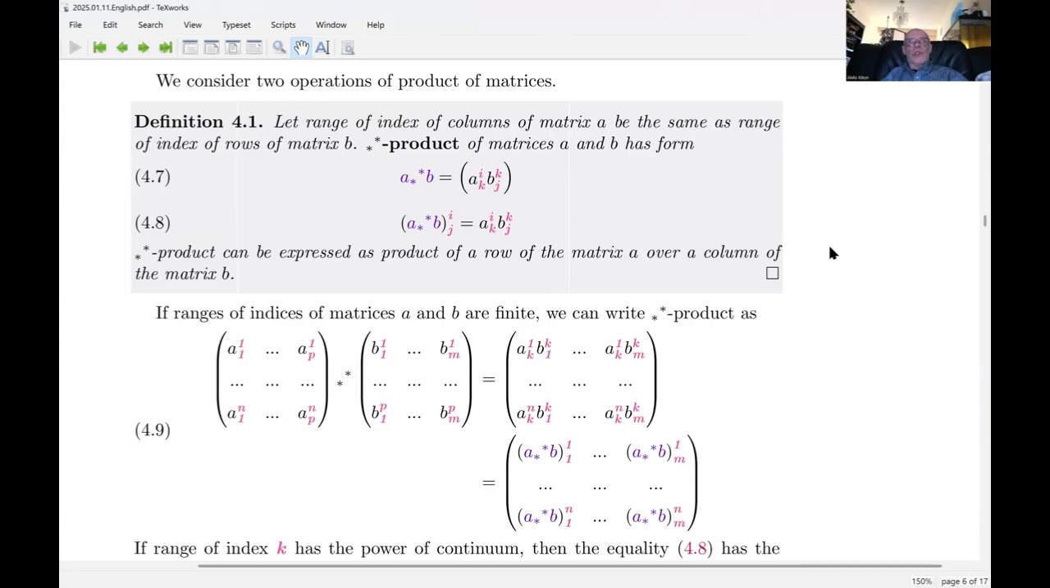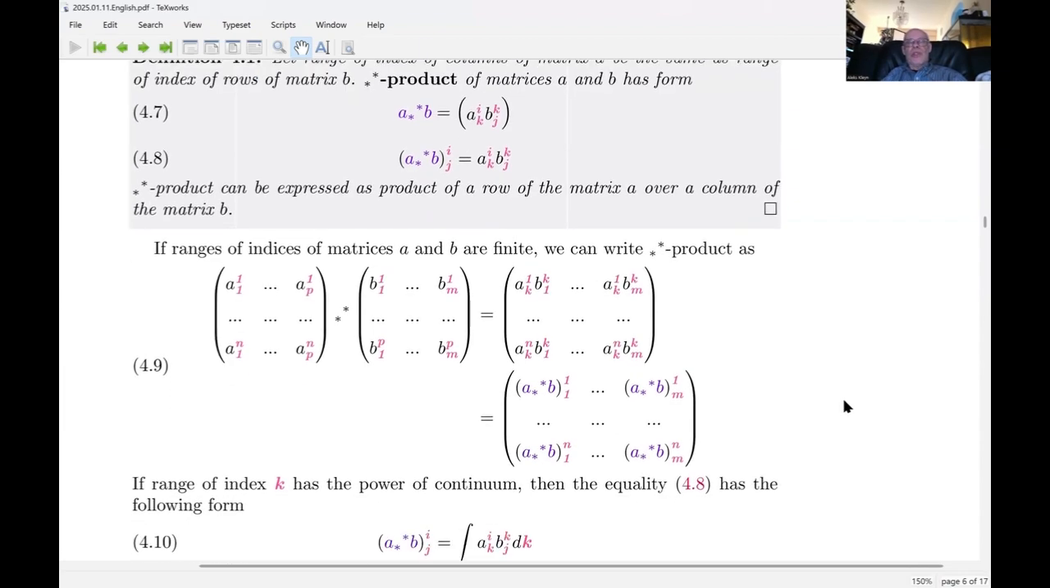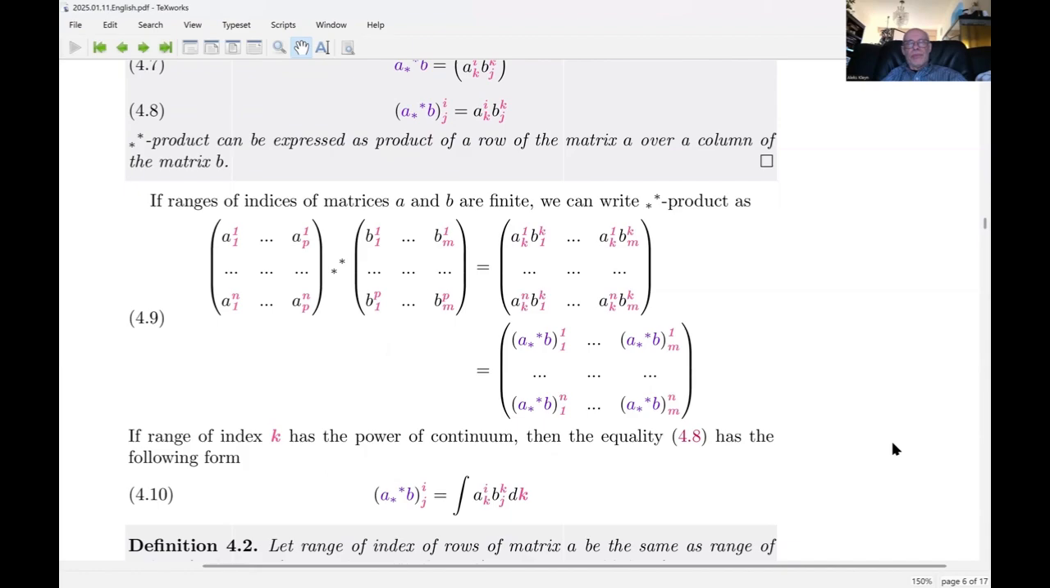We consider the operation of product of matrices. First definition. Let the range of the index of columns of matrix A be the same as the range of the index of rows of matrix B. The row-column product or RC product of matrices A, B has the form 4.7 and can be expressed as the product of rows of matrix A over columns of matrix B. If the ranges of indices of matrices A, B are finite, we can write the RC product as equality 4.9. If the range of index k has the power of continuum, then equality 4.8 has the form 4.10. If the algebra is commutative, the RC product corresponds to the standard product of matrices.